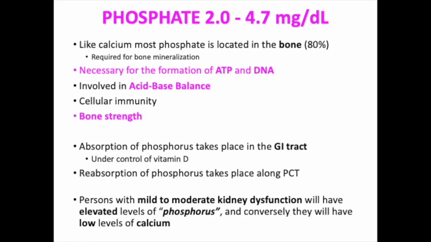A patient with mild to moderate kidney dysfunction would have elevated levels of phosphorus, and conversely, they would have low levels of calcium, because if one goes up, the other one goes down. Now, phosphate is often referred to as phosphorus, and this is why it's in parentheses. It's a practice that is inaccurate and kind of misleading, because elemental phosphorus is only present as part of an organic and inorganic compound. It's not present in the free form in the human body. So really, we should be calling it phosphate.